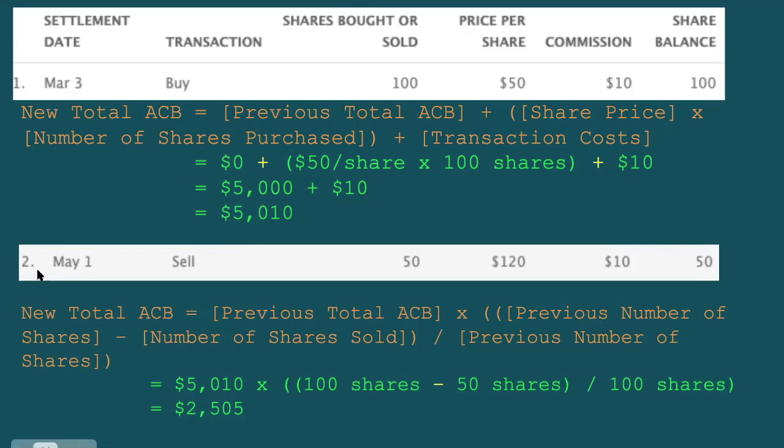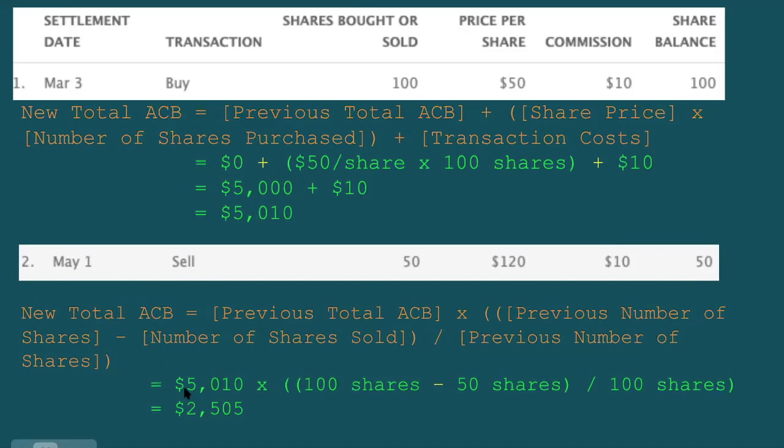The second example took place on May 1st, and it was a sale. They sold 50 of those shares, so not all of them. The price was $120 per share, so they're going to make a gain. Again, there was a commission or a transaction fee, and it keeps track of the balance. 100 minus 50 is 50. And so because we're doing a sale, we're using minus signs.